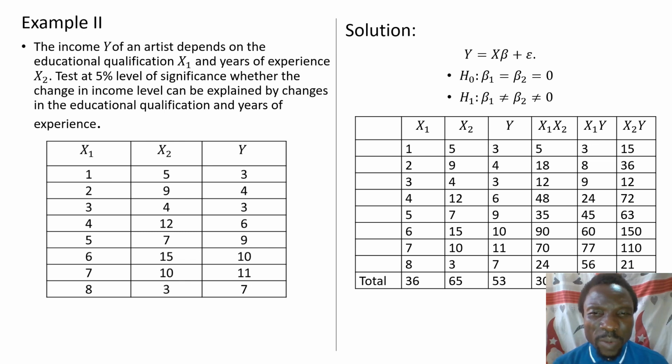Now, it is common practice to expand the table on the left into the table on the right, so that we can obtain values that will be useful in obtaining our estimator. So we find the total of x1, the total of x2, the total of y, then obtain a column for the product of x1 and x2 and obtain the total, the product of x1 and y, similarly the product of x2 and y, and we can get our totals from there.